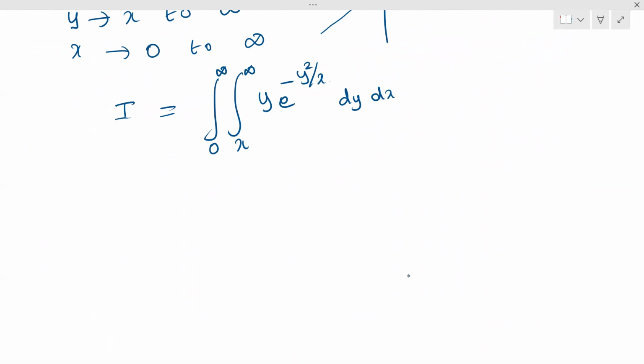Here the inner integration is dy, with respect to y. So we have to treat x as a constant. To integrate this function, we use the substitution method. Put y square equal to t, so 2y dy equals dt.